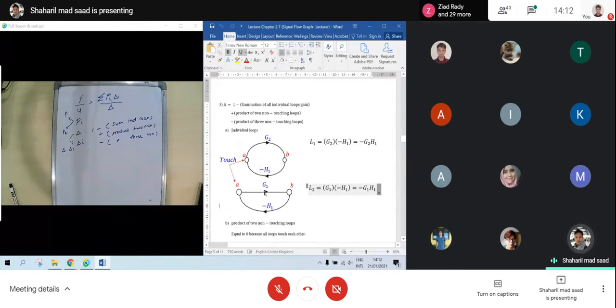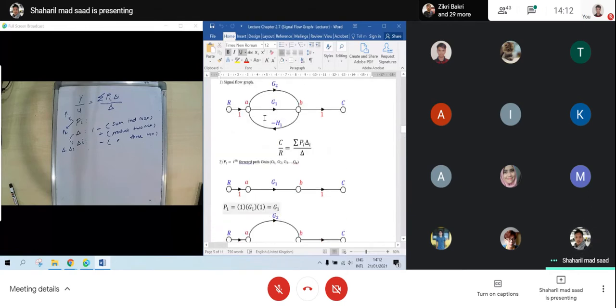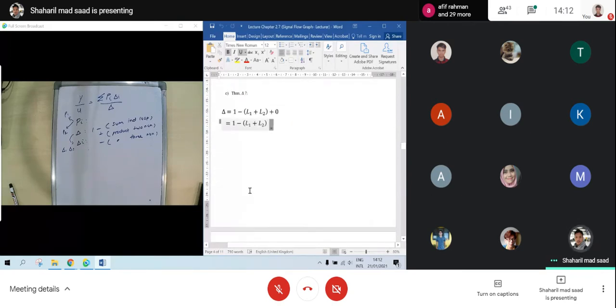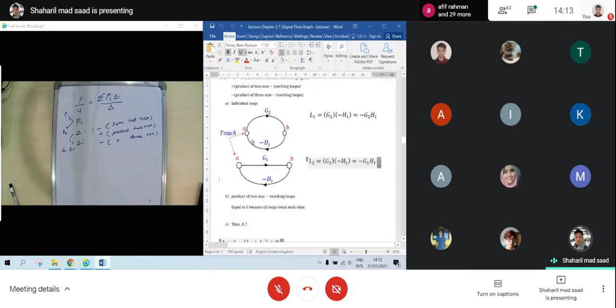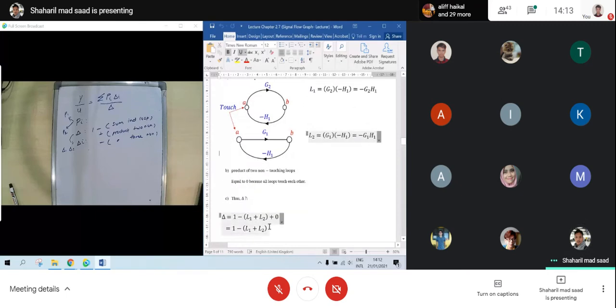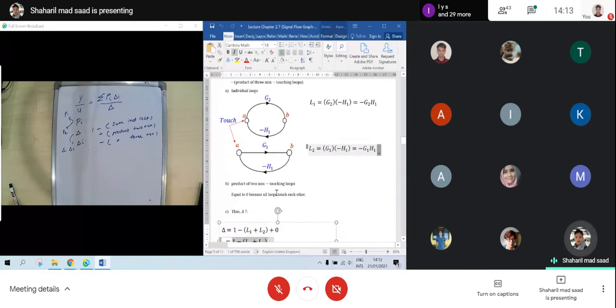Okay, so when we look into this one, the first loop touches the second loop, so that means you can drop it. That means there is no product of non-touching loops, so that's why it's plus 0. So this is your delta. Okay, so we are done for delta.